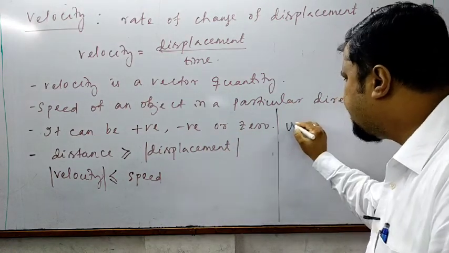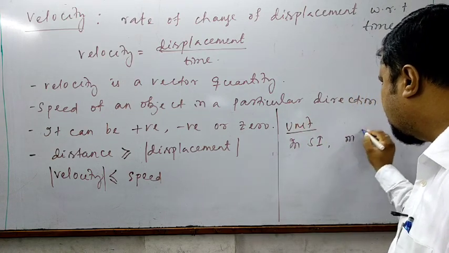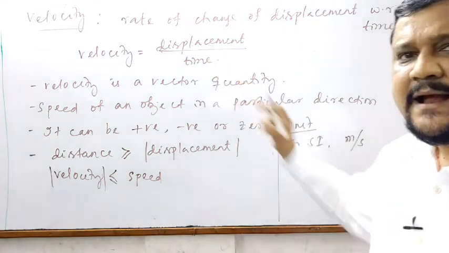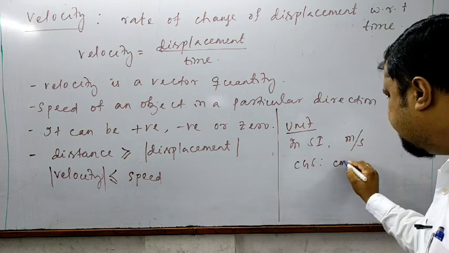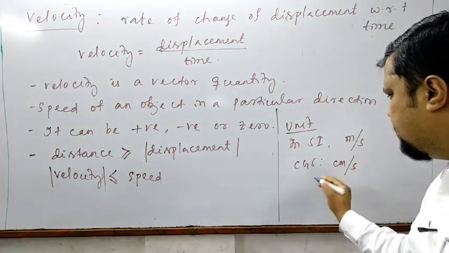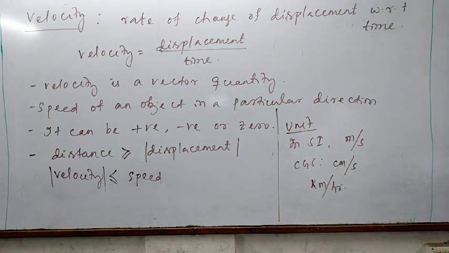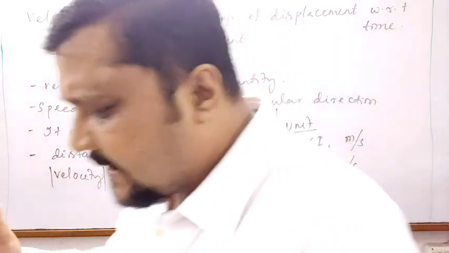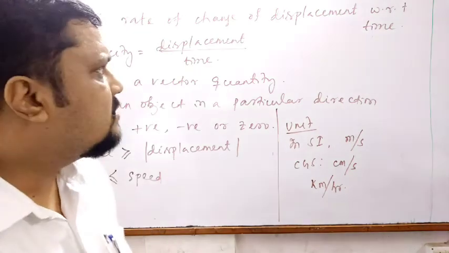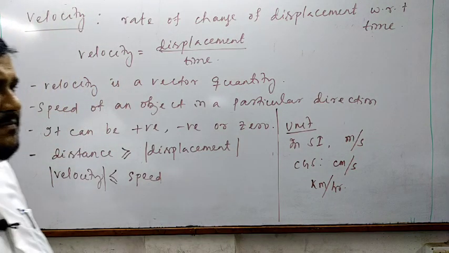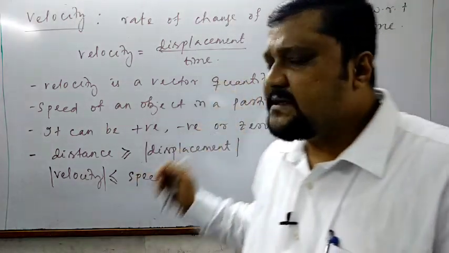The unit in SI is meter per second, meter for displacement and second for time. In CGS it is centimeter per second, and commonly we also use kilometer per hour. A large value of speed can be expressed in kilometer per hour. Clear? So these are some of the characteristics of velocity.